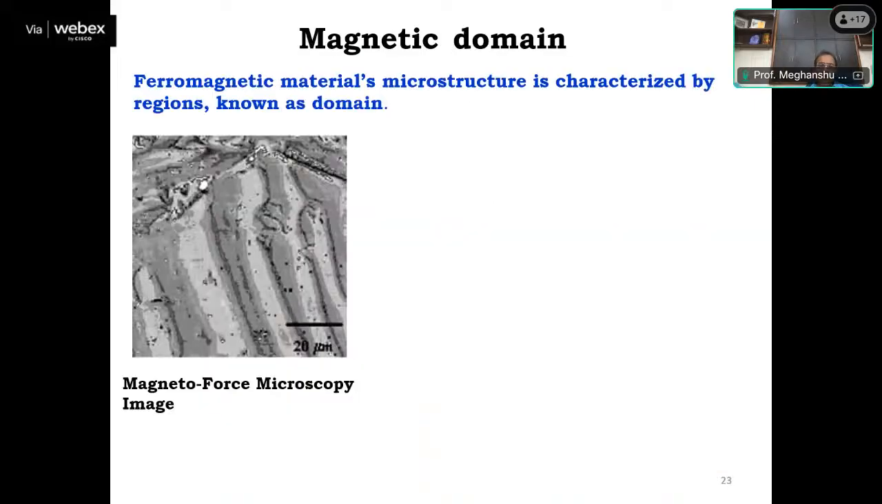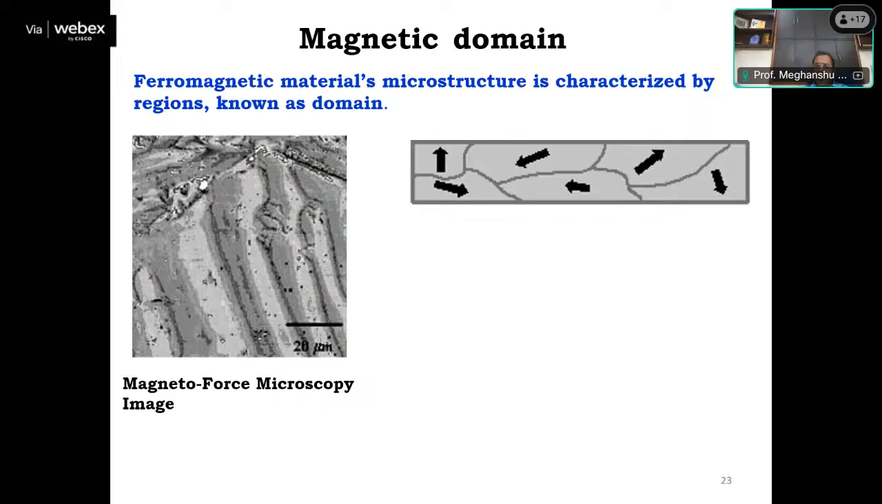This is another picture by magnetic force microscopy. You can also see that the magnetic domains have random orientation. And this schematic indicates the random orientation of magnetic domains. You can see the direction of the arrows. This direction of arrows indicates the random orientation or random position of the magnetic domains. They are now in a stable condition.